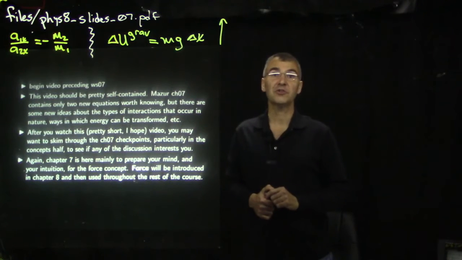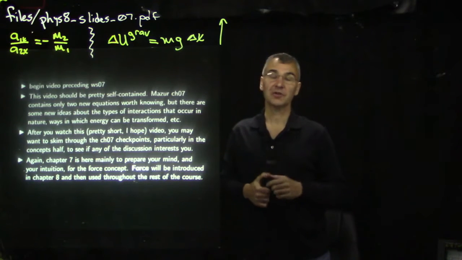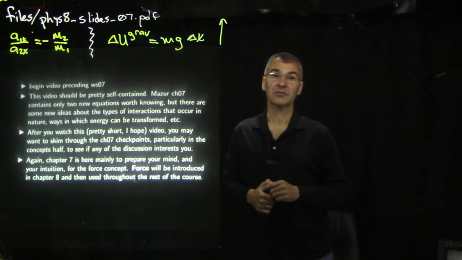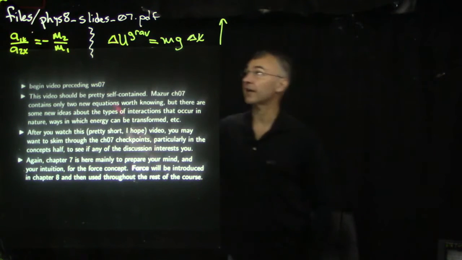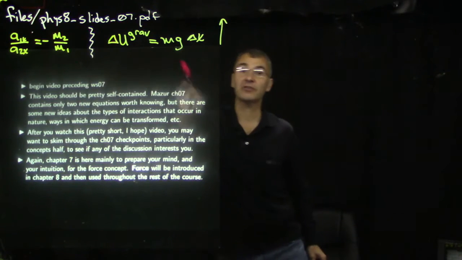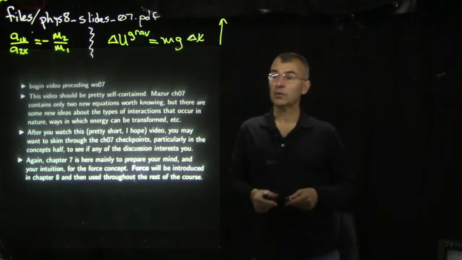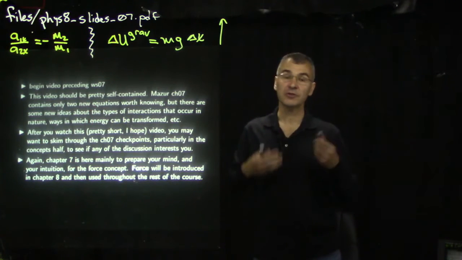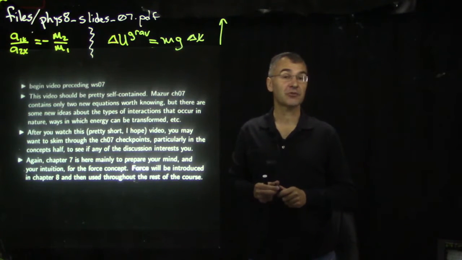I think this really should be the shortest video ever in this series. So this is before worksheet 7, and it's going to cover Missouri's chapter 7. The file name for these slides is in the files area. It's phys8 slides 07.pdf. This video will certainly cover the two equations you need to know from chapter 7.